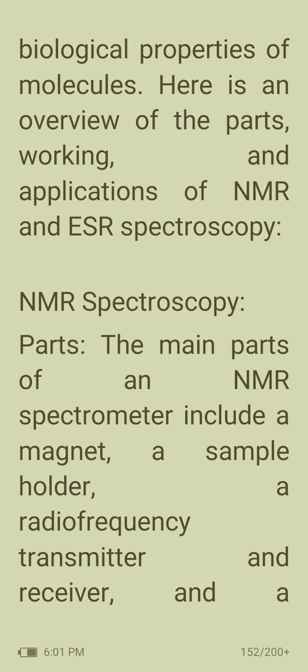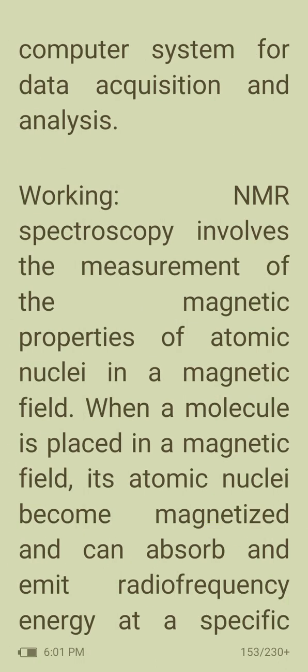Nuclear magnetic resonance spectroscopy. The main parts of an NMR spectrometer include a magnet, a sample holder, a radio frequency transmitter and receiver, and a computer system for data acquisition and analysis. NMR spectroscopy involves the measurement of the magnetic properties of atomic nuclei in a magnetic field.